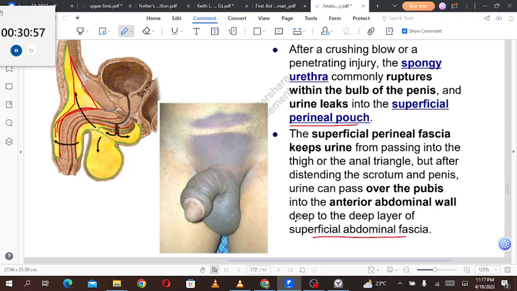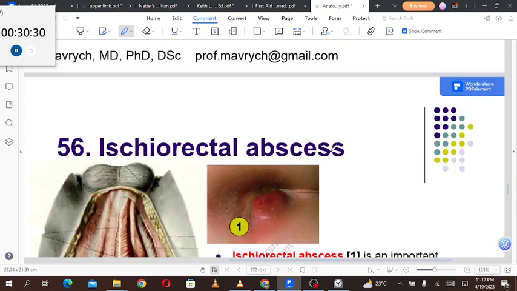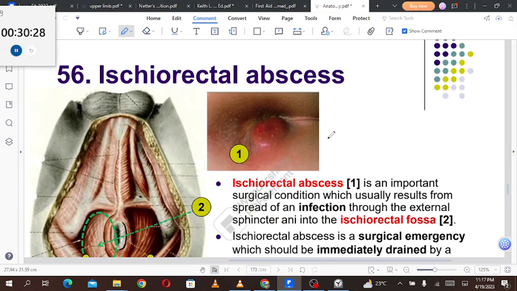Okay, it was very phonetically pleasing to speak, deep to the deep layer, but I couldn't understand any word out of that. The superficial perineal fascia keeps the urine from passing into the thigh or the anal triangle, got it. But after distending the scrotum, now if the scrotum is distended like this, urine can pass over the pubis into the anterior abdominal wall deep to the deep layer of superficial abdominal fascia. So read it once or twice and then you will understand the concept. Maybe I will be able to understand the concept later on.